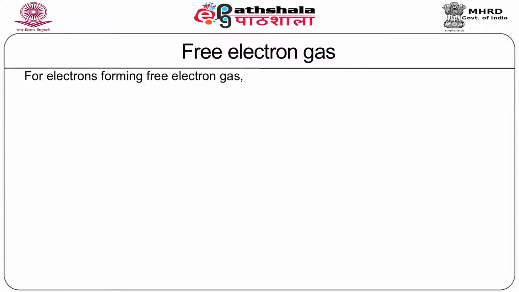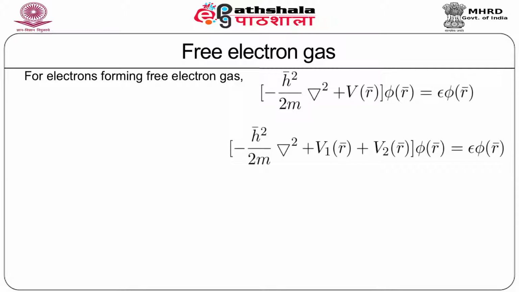For electrons forming the free electron gas, that's the valence electrons, one can write the corresponding Schrödinger equation, which is given by minus h bar square divided by 2m del square plus V(r) times psi(r) equal to epsilon psi(r). Now the potential V has 2 parts. One is V1, another is V2, where V1 is the potential due to the ion core and V2 is the potential due to interaction with other electrons.